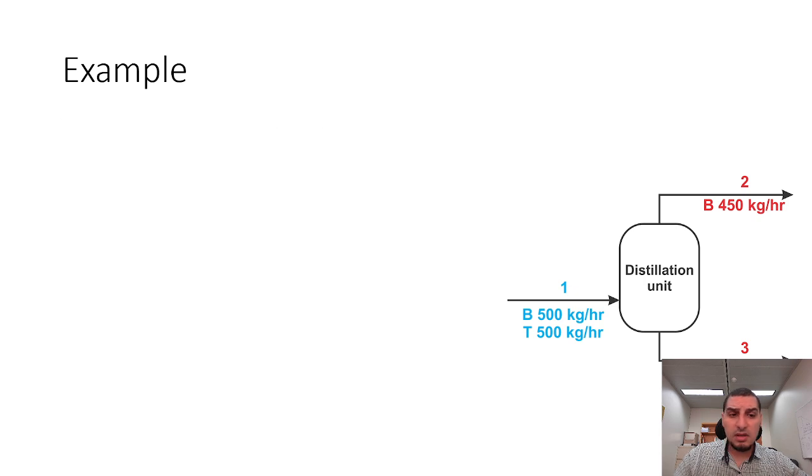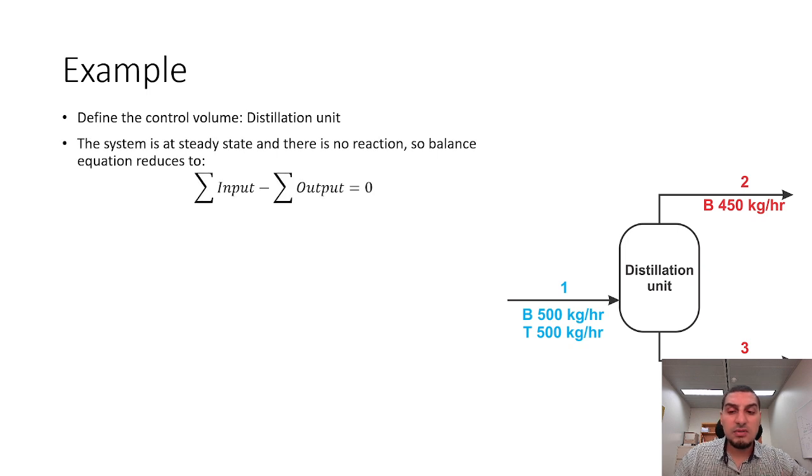So what we're going to do now is, as it's mentioned in the problem statement, to write the balance equations on benzene and toluene to calculate the missing information. The missing information would be the toluene here and the benzene here. So first we need to define the control volume, which is the distillation column, and to see what is the shape of the equation that we are going to use. So this is steady state. We have no reaction. It's a physical system. So the equation will end up to be the summation of input minus the summation of output is 0.